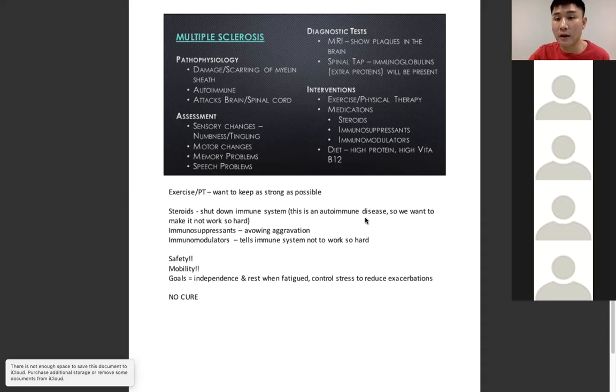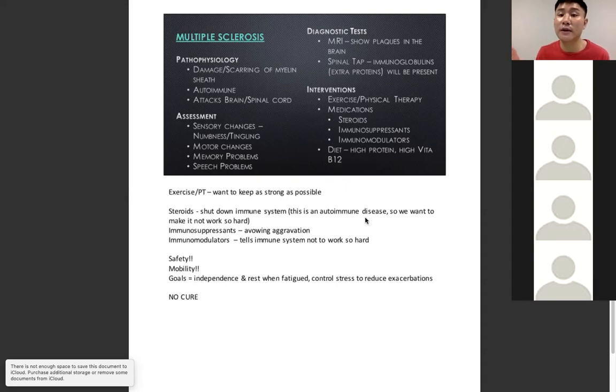Why will immunoglobulin be present? Immunoglobulins are antibodies, and the reason it is present is because it is an autoimmune disease. The body mistakenly thinks the myelin sheath is a foreign body, so it produces excessive antibodies to attack the myelin sheath. That's why there will be a high level of immunoglobulins in the blood. Okay.